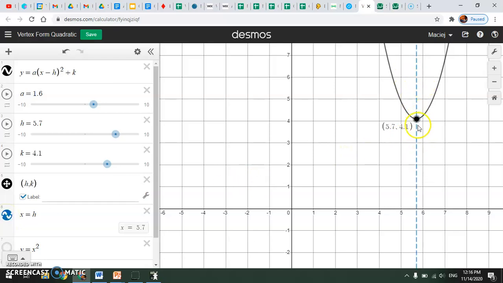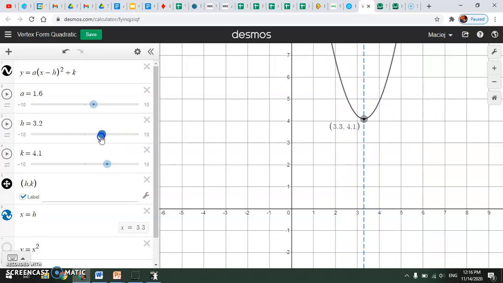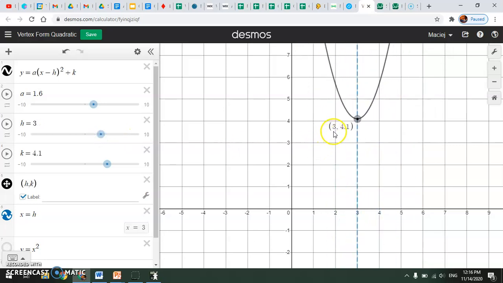It passes through the vertex, and it will be the x value. So the equation of that will be x equals 5.7. And as I move the h value, it changes where my axis of symmetry is. So here, my x value is 3, so the axis of symmetry is x equals 3. And again, when h is 3, we actually see -3 in here.